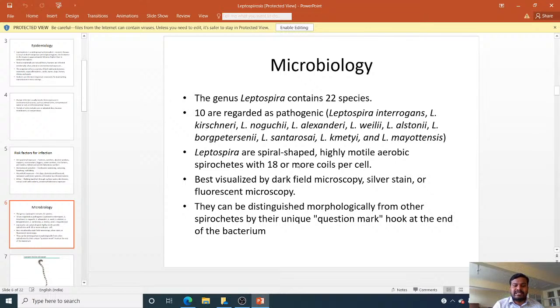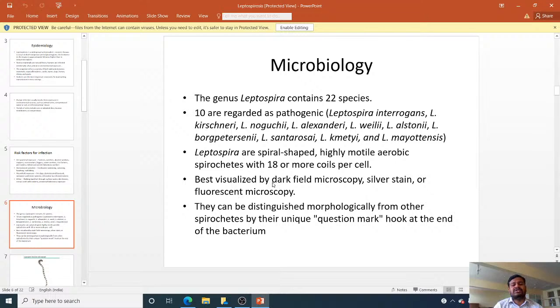It is a spirally shaped, highly motile aerobic spirochete. In the examination, when you're writing, you have to mention this: it is a spirally shaped, highly motile aerobic spirochete. This is the morphology, how it looks, with 18 or more coils per cell. I have a picture of the leptospira, so I'll show you in the next slide.